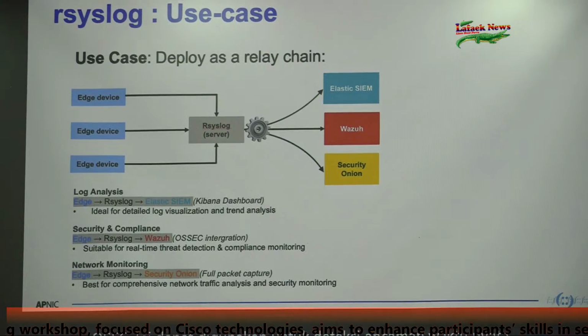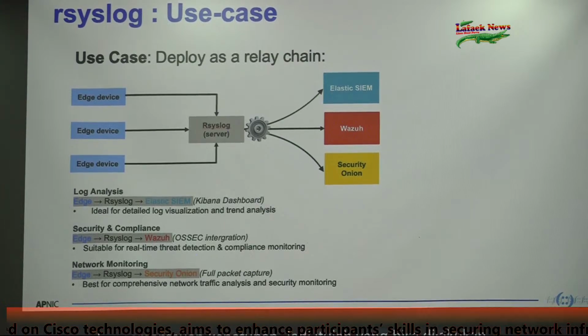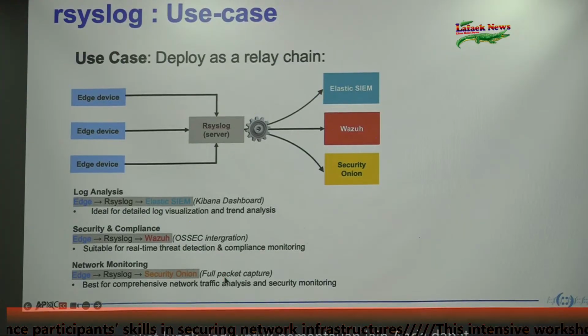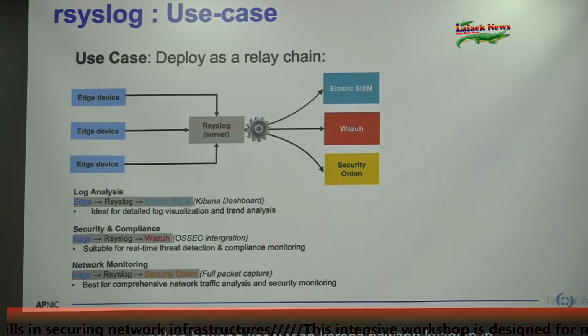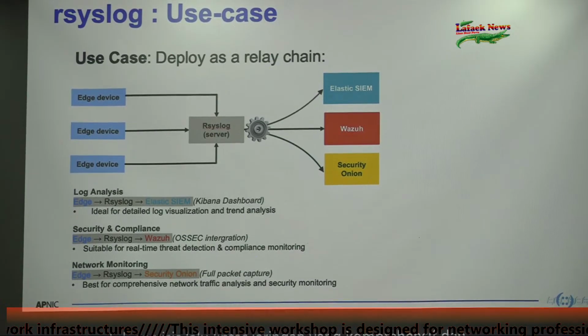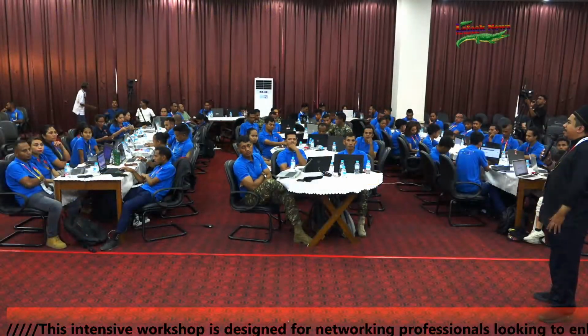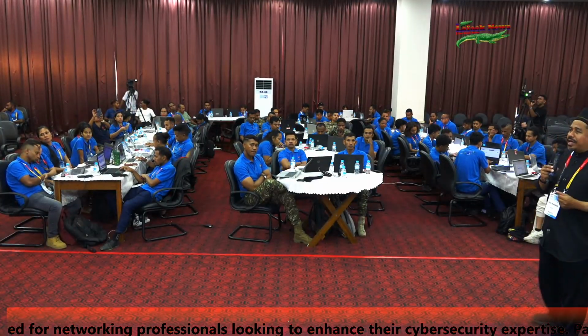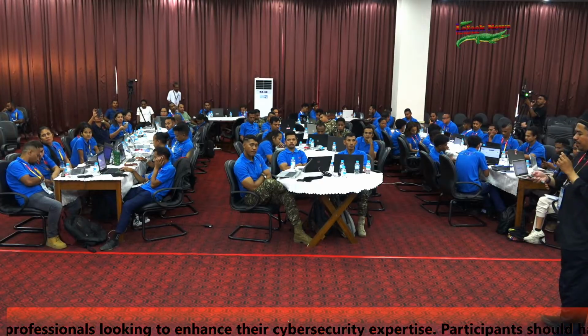For network monitoring, you can use Security Onion, because Security Onion allows comprehensive network traffic analysis and security monitoring. Basically, you can put Security Onion on the network and do network traffic analysis, and you can find insight from it.